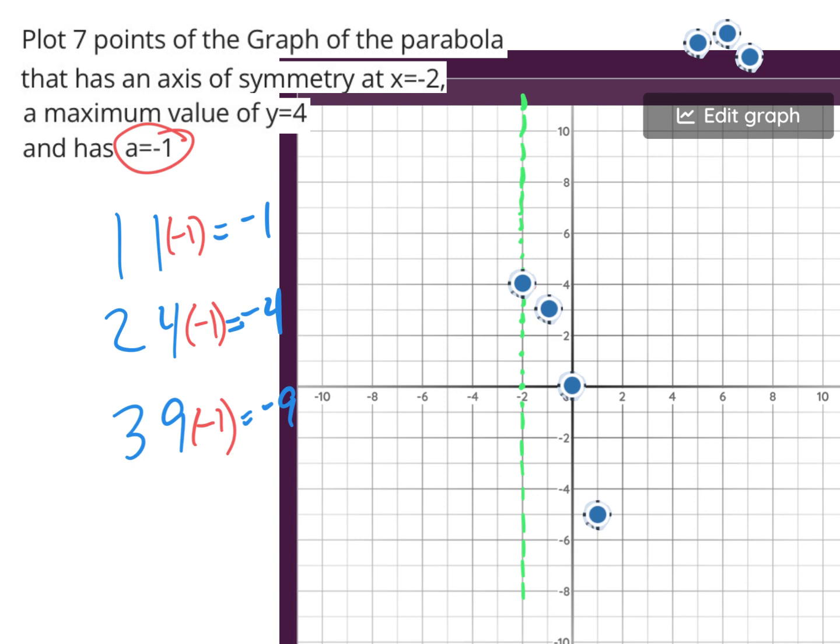And of course, you could map these dots to the other side of the axis of symmetry. So this guy is 2 units away this way. This one is, no, I'm sorry, my bad. This one is 1 unit away. So 1 unit this way is right there. This one's 2 units away. 2 units away is right there. And this last one is 1, 2, 3 units away. So 1, 2, 3 units this way. And those are the 7 points that you need. Plot 7 points of the graph that has the axis of symmetry at x equals -2 and the maximum value of y being 4.